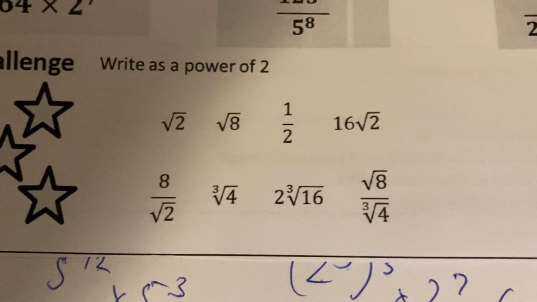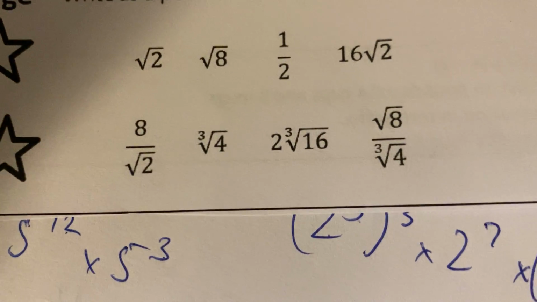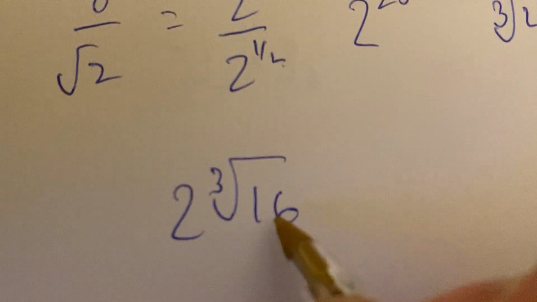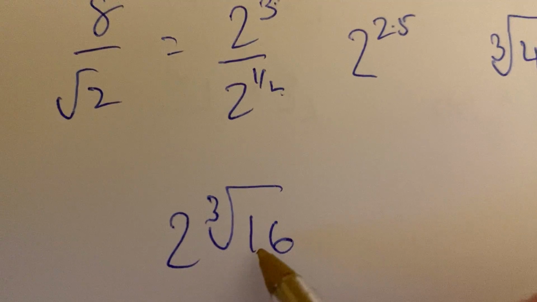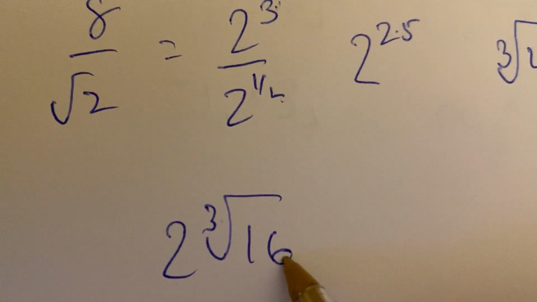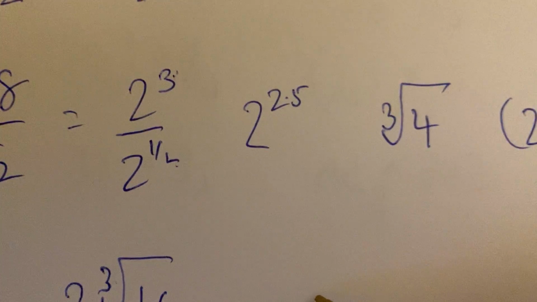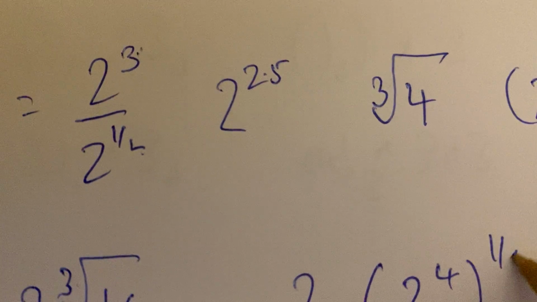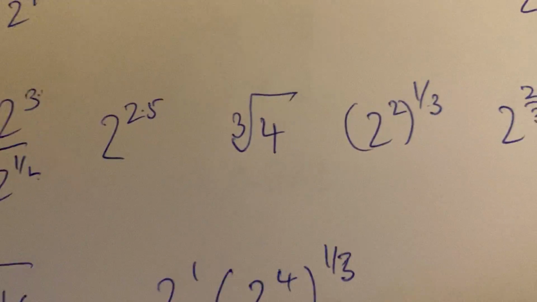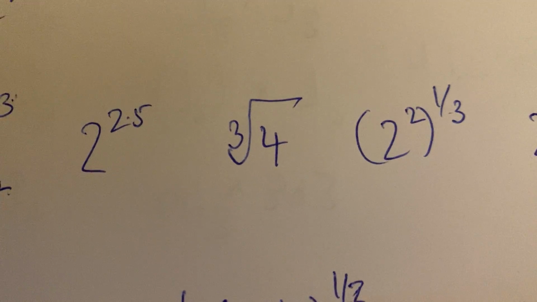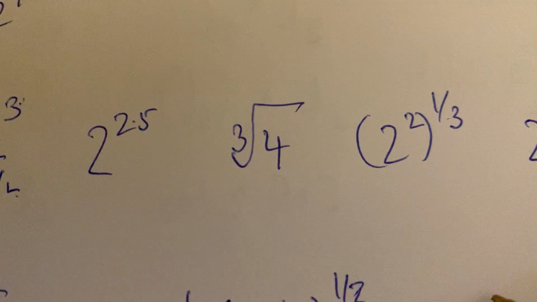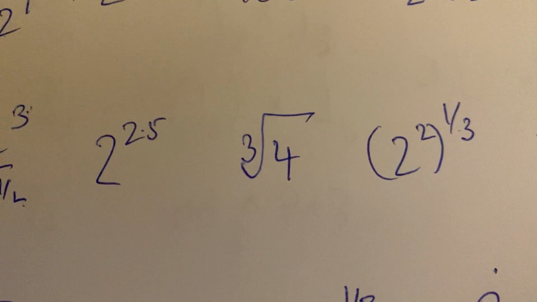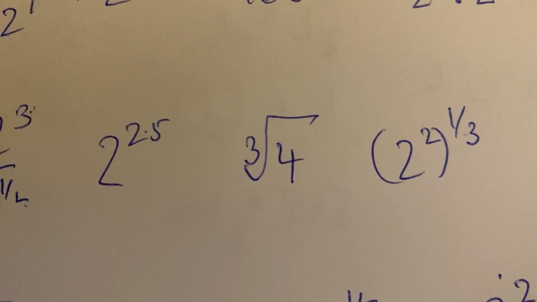Next one. There we go. 2 to the 3, all to square root of 16. Now I'm going to just do this like, so just be careful with that 3 above there. So it's 2 to the 4, all to the 3. That's 2 to the 1. That's 4 lots of thirds. That's 4 1/3 plus 1. So 4 1/3 is 1 1/3 plus 1 is 2 1/3.